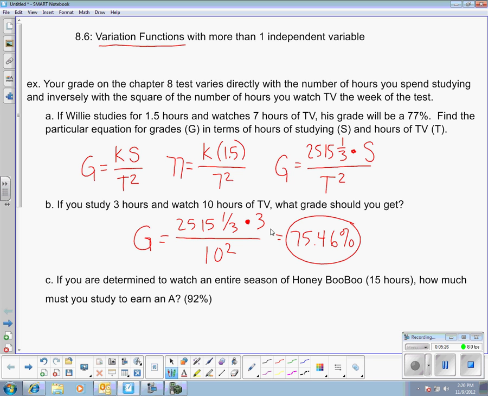Notice it's pretty close to our example grade. The data point that they gave us, Willie's data point, he studied for an hour and a half and watched 7 hours. So this person studied more but watched more TV. So those kind of canceled the effects out, and they ended up with about the same grade.